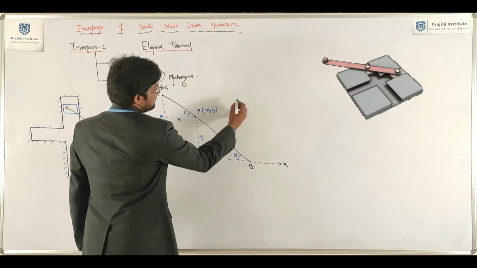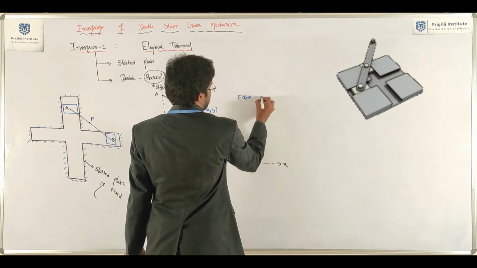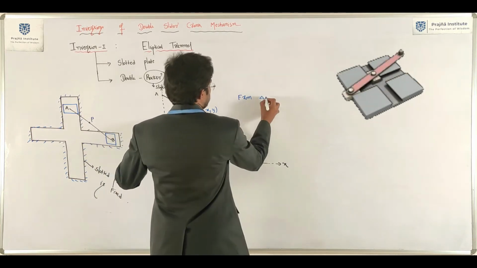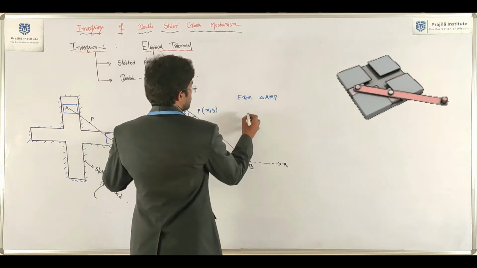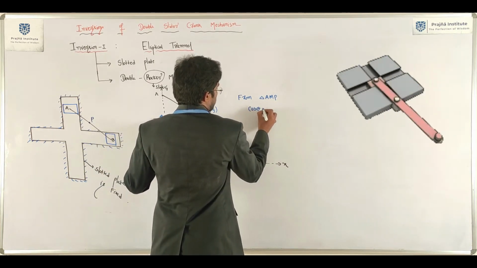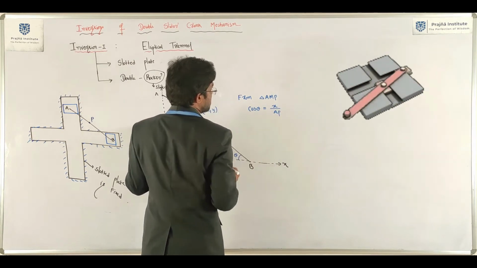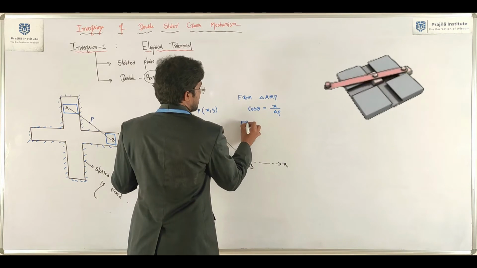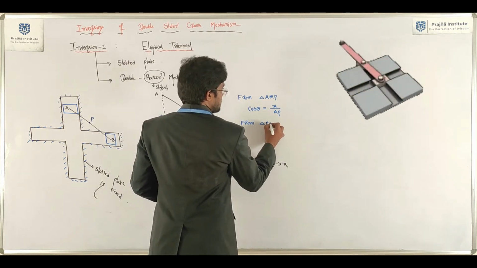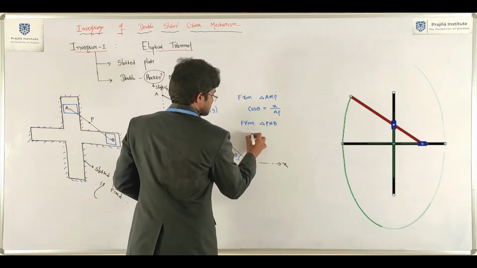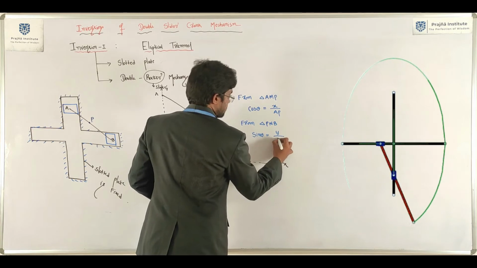From triangle AMP, cos theta equals X by AP. From triangle PNB, sin theta equals Y by BP.